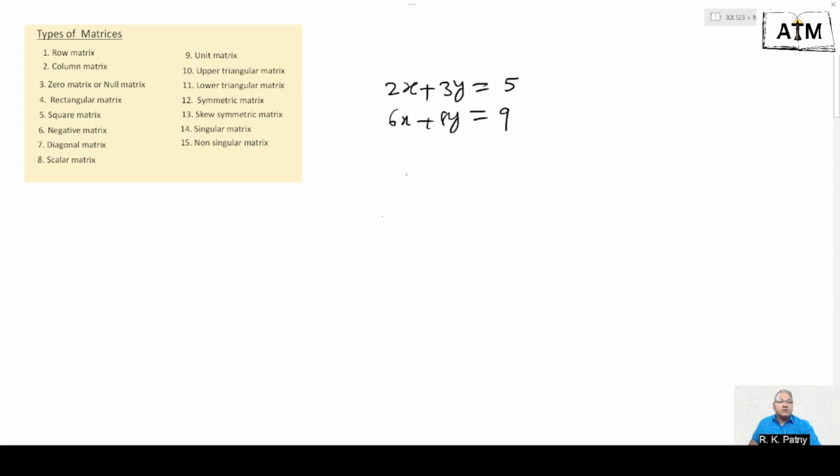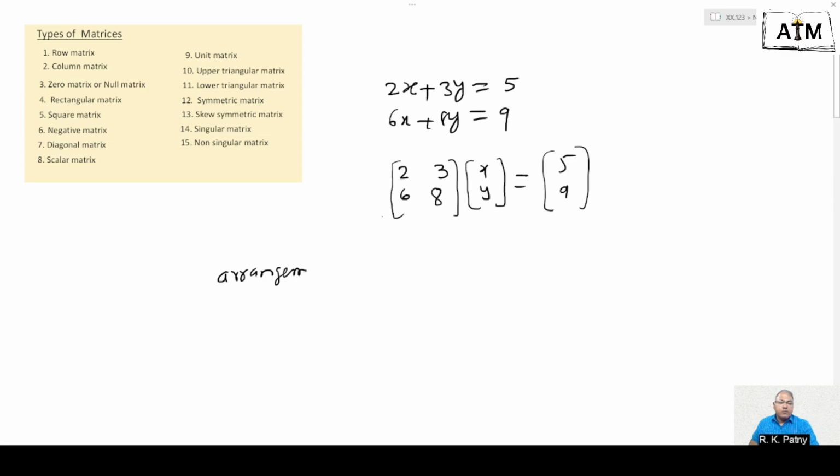So these numbers, the coefficients of these variables, can be arranged in the form of row and column like 2 and 3, 6 and 8. So here is x y equals to 5 and 9. That means the given equations can be arranged in a row and column form. So arrangement of numbers in row and column form is called matrix.